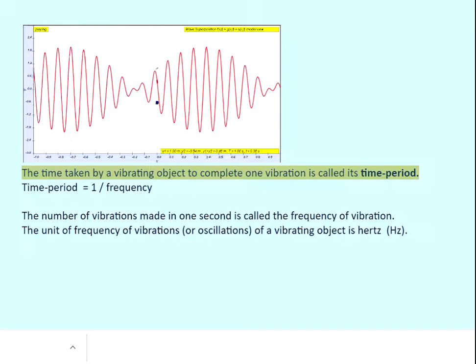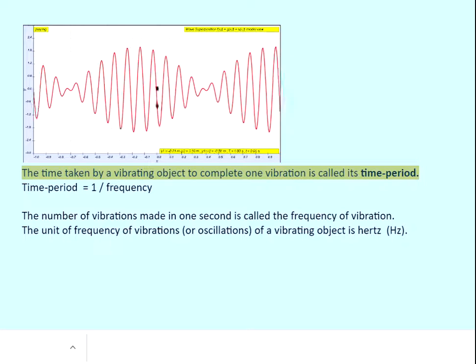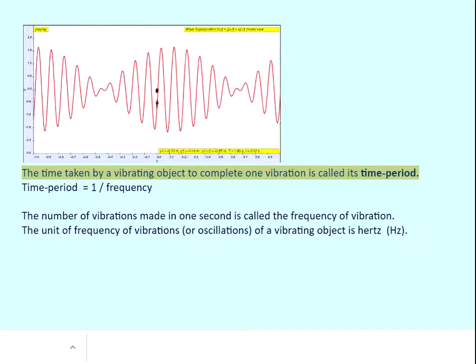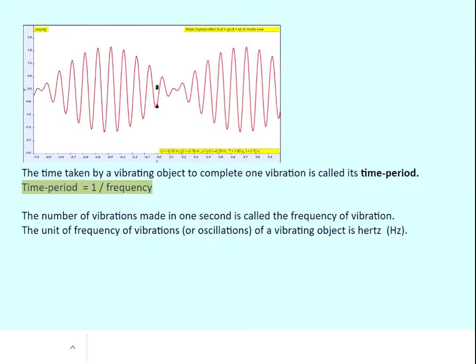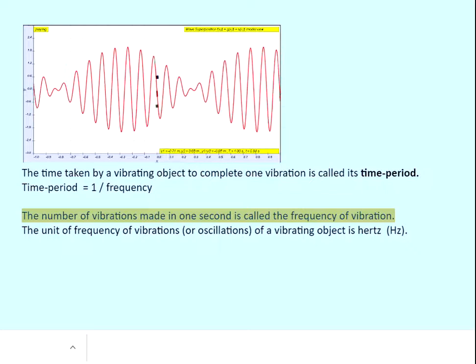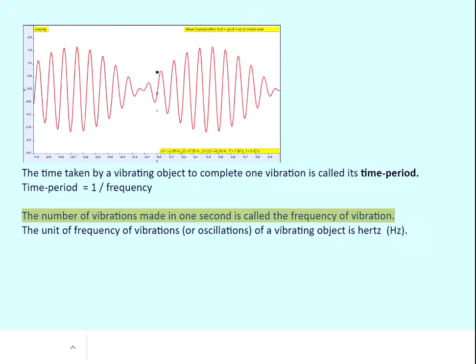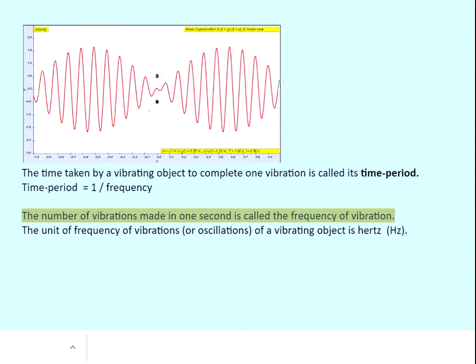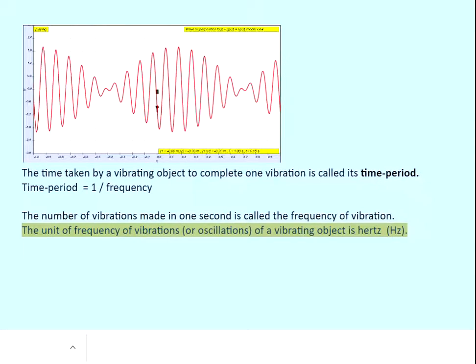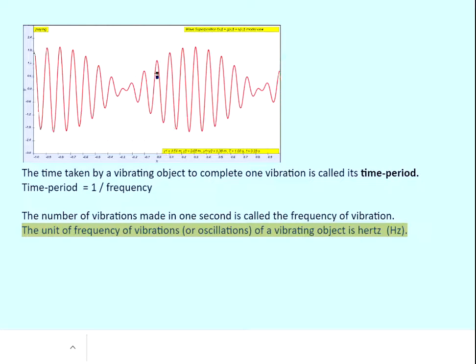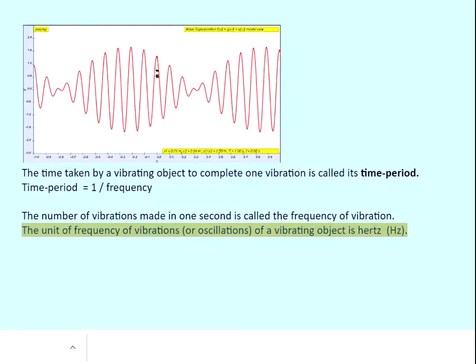The time taken by a vibrating object to complete one vibration is called its time period. Time period equals 1 over frequency. The number of vibrations made in 1 second is called the frequency of vibration. The unit of frequency of vibrations, or oscillations, of a vibrating object is Hz.